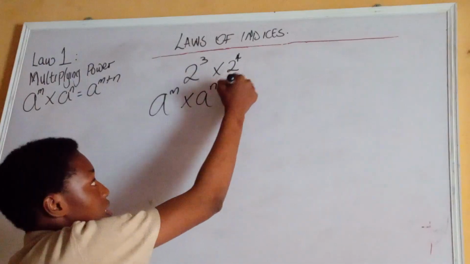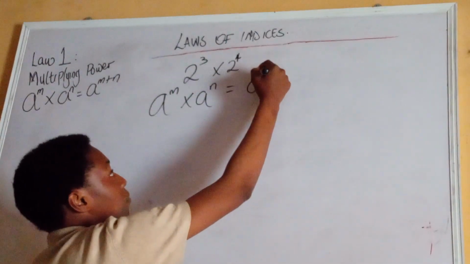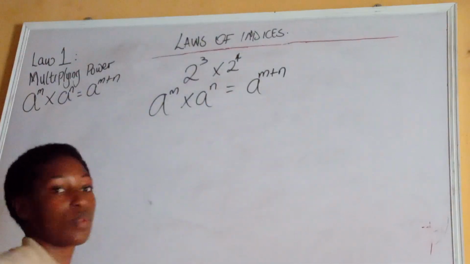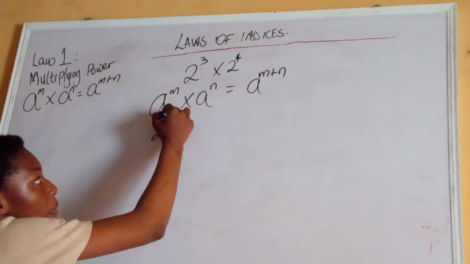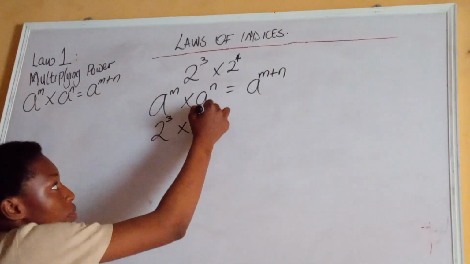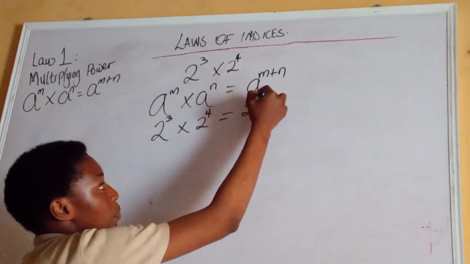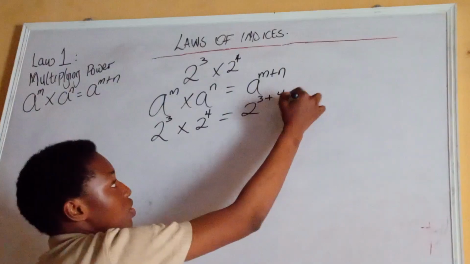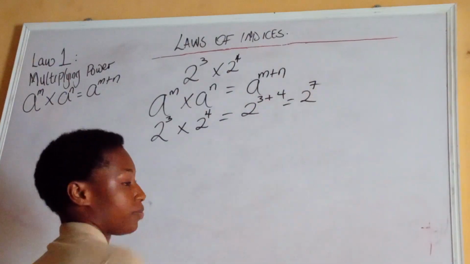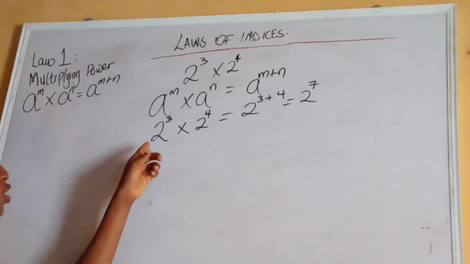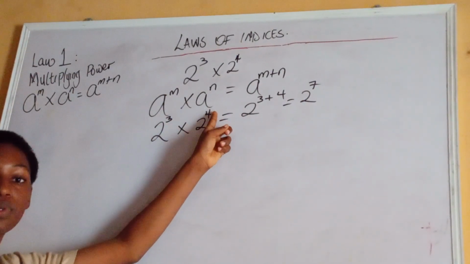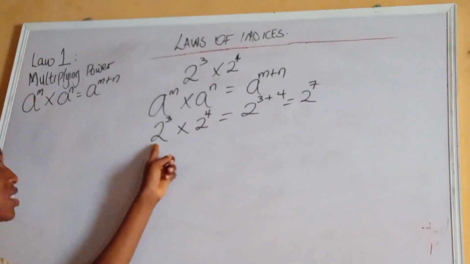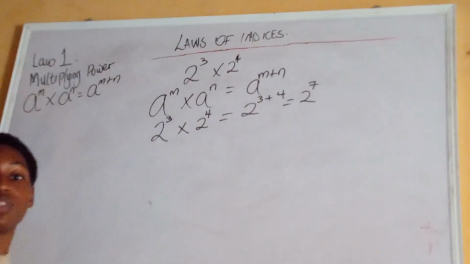Now, the first rule is the power multiplying power. That says a to the power of m times a to the power of n is equal to a to the power of m plus n, which is saying 2 to the power of 3 times 2 to the power of 4 is equal to 2 to the power of 3 plus 4, which is equal to 2 to the power of 7. When your base is the same, you can simply add the exponents, or the powers.